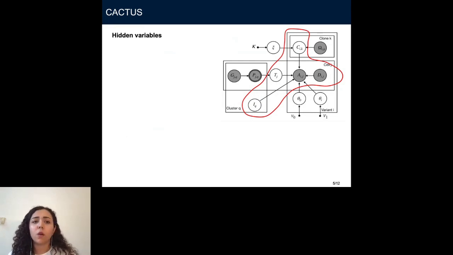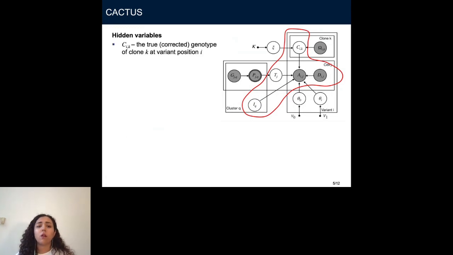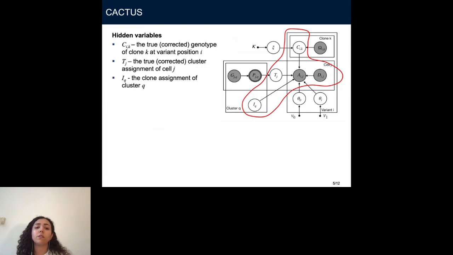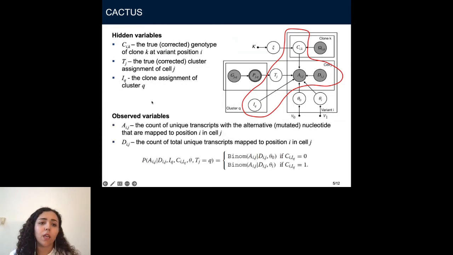The hidden variables that I'm going to talk about are firstly C_ik, which is the true or corrected genotype of clone k at variant position i. Also, we have T_j, which is the corrected cluster assignment of the cell j, and I_q, which is the clone assignment of cluster q. And this is the most important variable because at the end we want to know this clone assignment of the cluster q, any cluster.